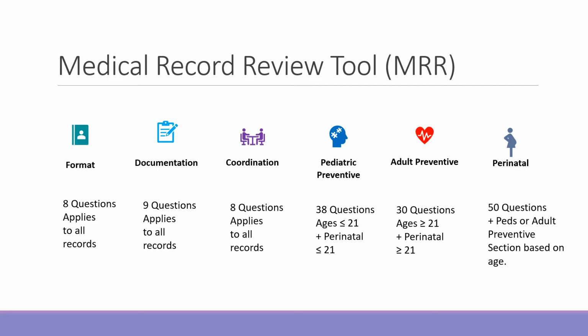Pediatric preventive applies from birth up to 21 years old. Adult preventive applies to members 21 and over. If OB records or perinatal records are being reviewed, then the appropriate preventive section based on the member's age applies. For example, both the pediatric preventive and perinatal sections would apply to a 19-year-old pregnant female. Both the adult preventive and perinatal sections would apply to a 26-year-old pregnant female.